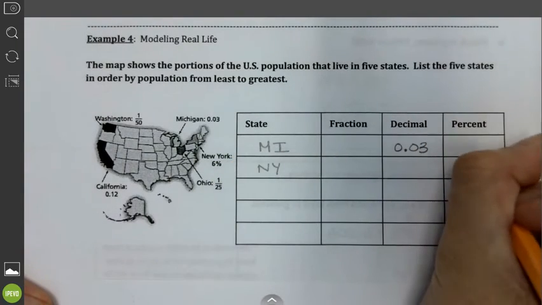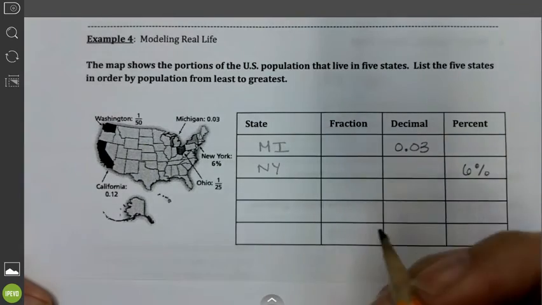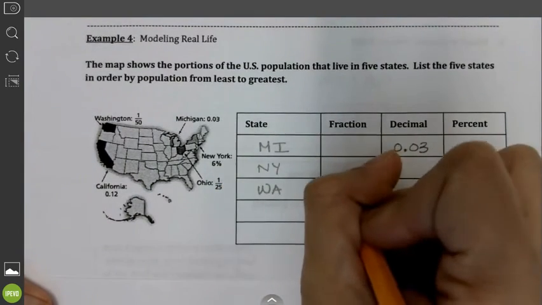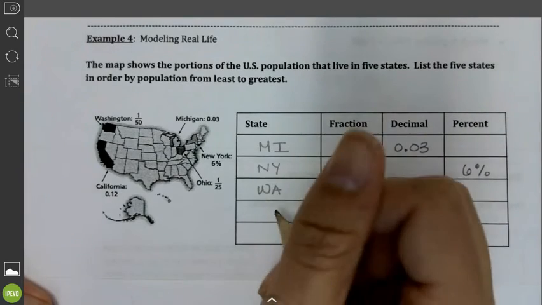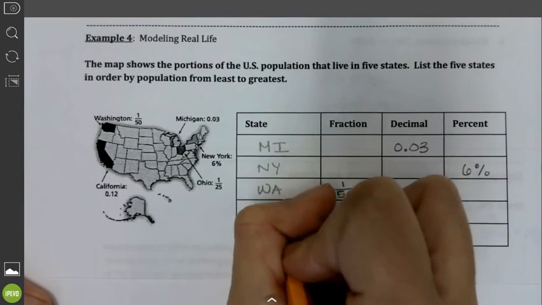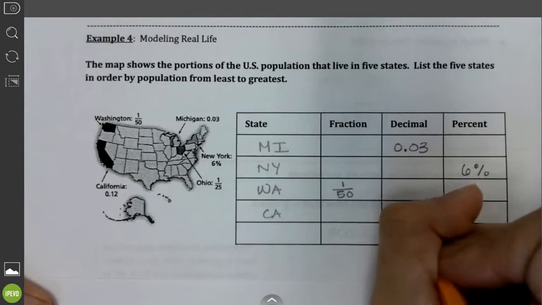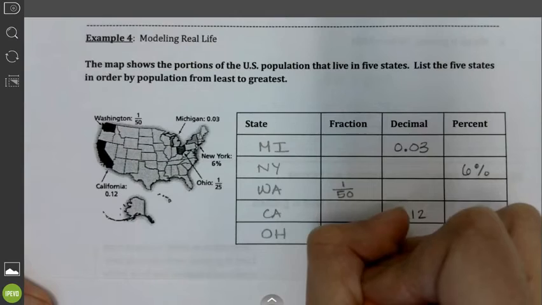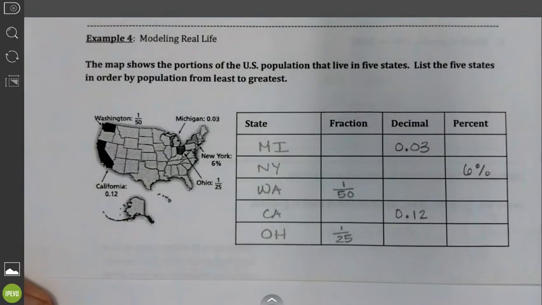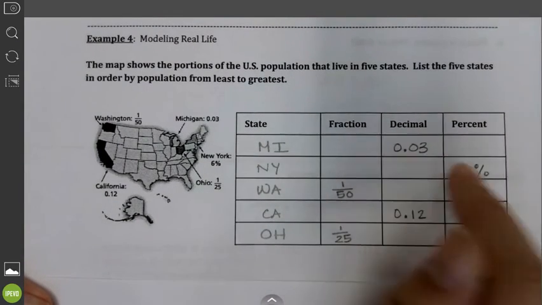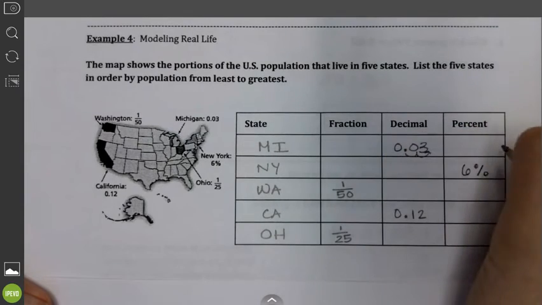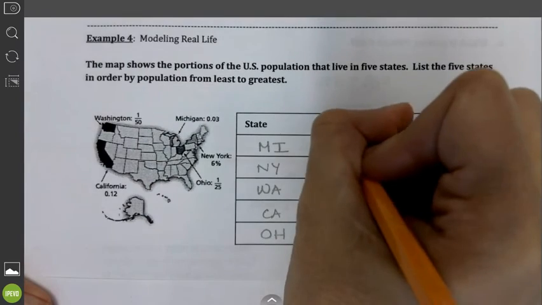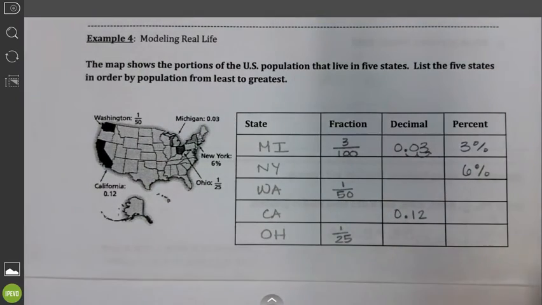We're going to go to New York, which has a percent of 6. Next, we'll do Washington, which has a fraction of 1/50th. Then we'll do California, which has a decimal of 12/100ths, and Ohio, which has a fraction of 1/25. All right, so let's fill in this chart. So a decimal to a percent, we move the decimal point 2 spaces to the right. That gives me 3%. And we read this as 3/100ths, and we know that is simplest form.